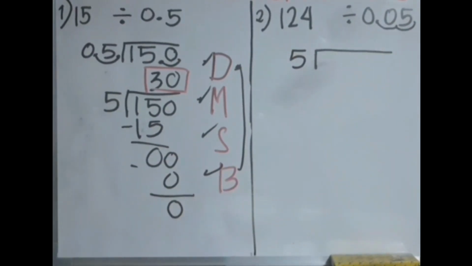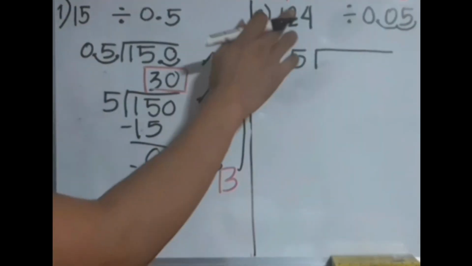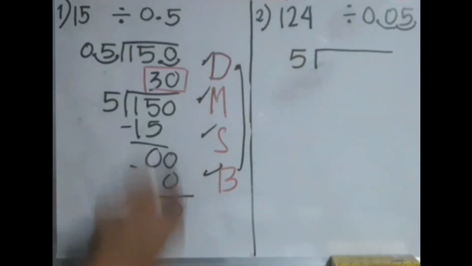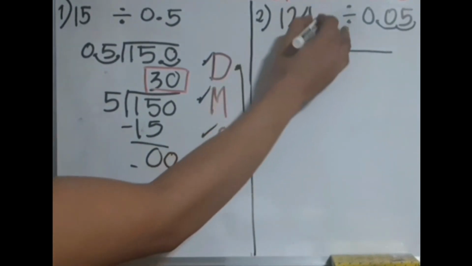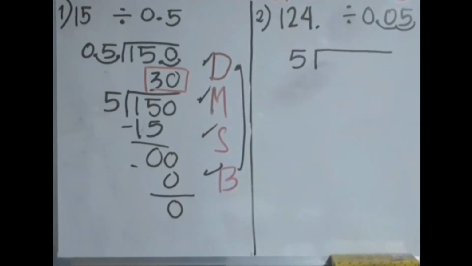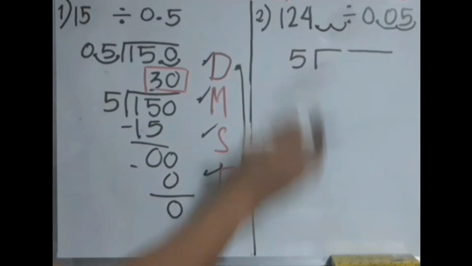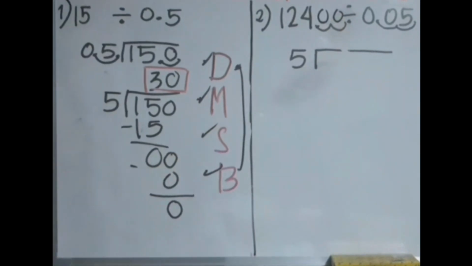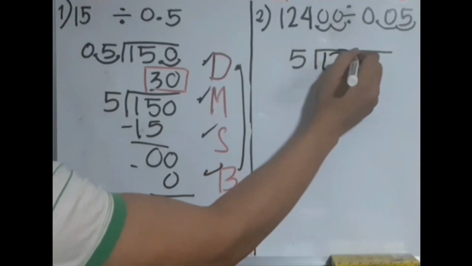Now, dahil minove natin ang decimal point natin sa ating divisor ng 2 beses, kailangan din natin i-move ang ating decimal point sa ating dividend ng 2 beses. Nasaan ba ang decimal point niyan? Since this is a whole number, ang decimal point niyan ay nasa unahan ng 4. So let us move twice. May dalawang vacant space, lagyan ng 2 0. So instead of having 124, it will become 12,400.